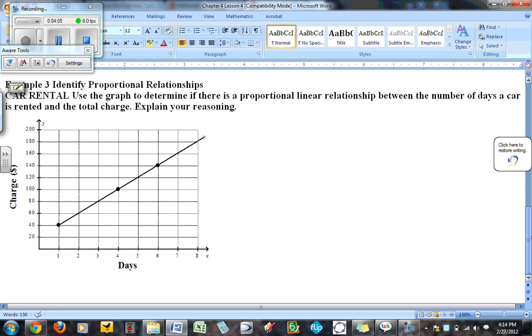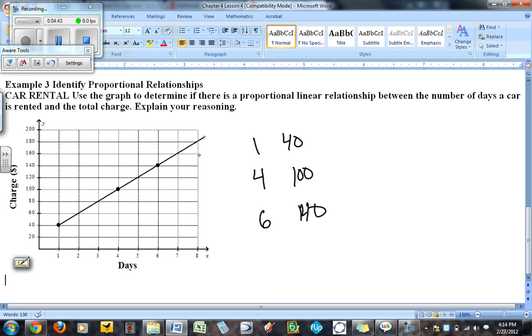The last one is about a proportional relationship. It says use a graph to determine if there is a proportional or linear relationship between the number of days a car is rented and the total charge. Explain your reasoning. First off, let's see if it's linear. If it's linear, it's got to increase by the same rate. So from these two points, let's figure out our rate of change. Again, we have a table: for 1 day, it's going to cost us $40 to rent it. For 4 days, $100. And for 6 days, $140.